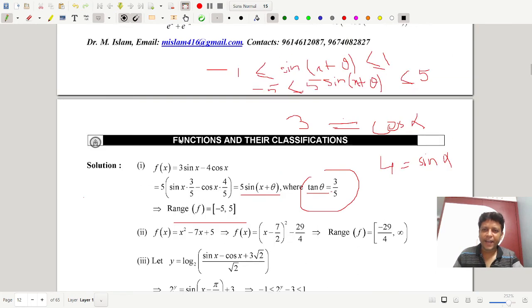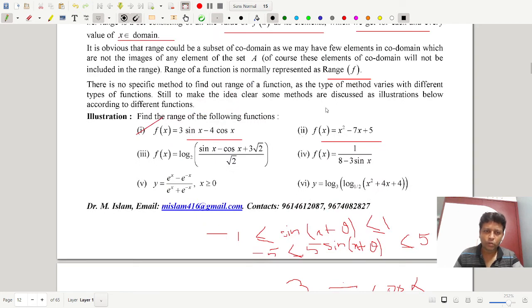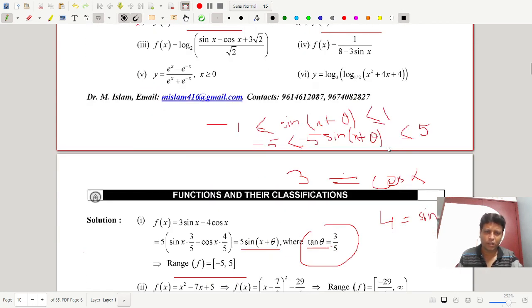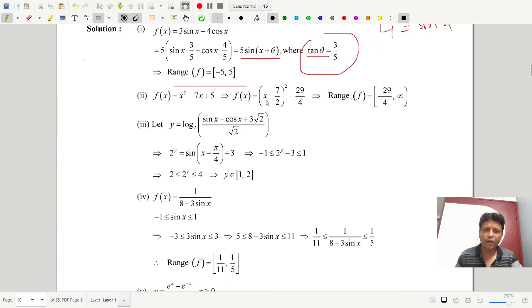Okay, next let's go to number 2. What do you have? Number 2, quadratic. Quadratic function x square minus 7x plus 5. That is very easy to explain actually. You can write it as (x minus 7 by 2) whole square minus 29 by 4. Its range can be, it's very easy, minus 29 by 4 to infinity. This is the easy one. Do you want the explanation of this?